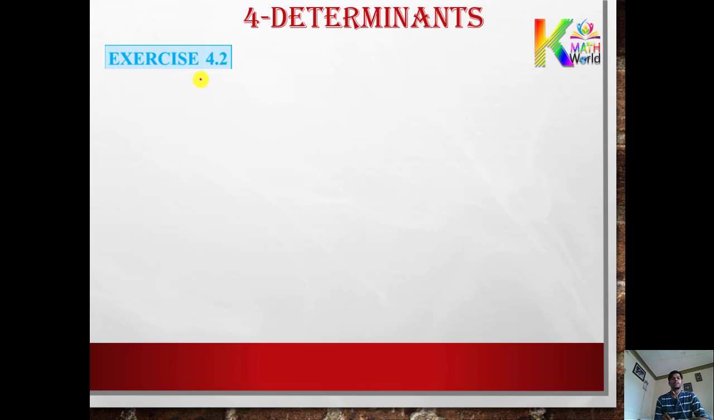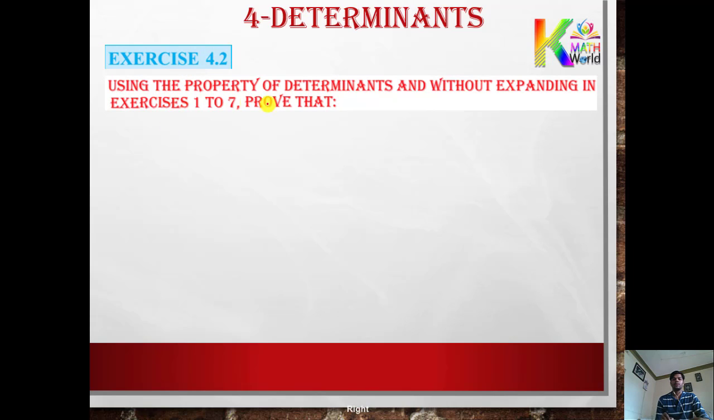Now see exercise 4.2. Using the properties of determinants and without expanding, in exercises 1 to 7, prove that. It means for the first to 7th questions you have to prove the result without expanding. You cannot directly expand the determinant. You have to use the properties we discussed just now. So see the first question. You have to prove that the answer is 0.